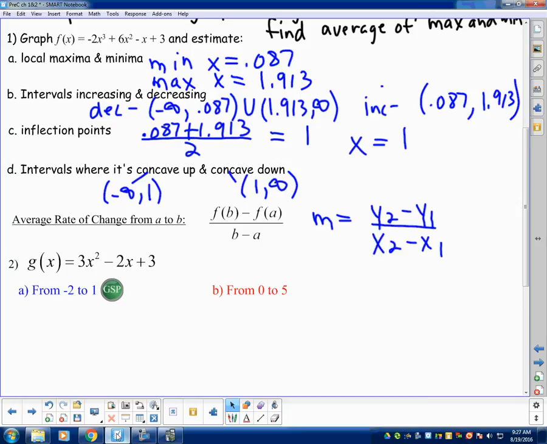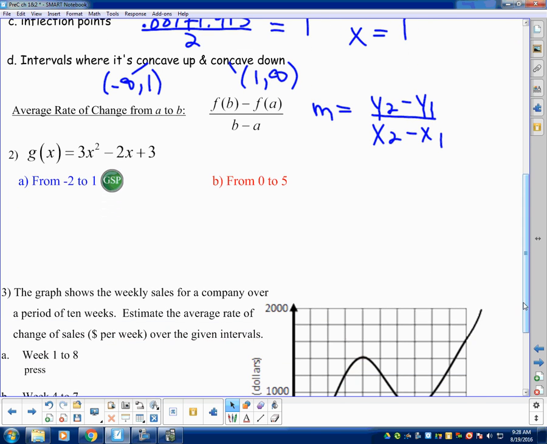So if you're jumping out of an airplane, your instantaneous rate of change would be whatever speed you're going at that moment in time. Average rate of change would be the speed from, say, the time you jump out of the plane to the time you pull your chute. So the average rate of change is over a whole interval. So we're going to calculate average rate of change using our formula right here.